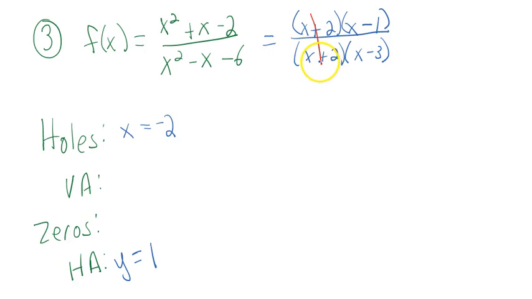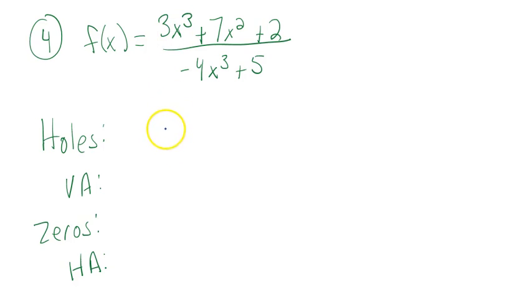What makes that 0? Then I look, what would give me a 0 on the bottom of what's left? Positive 3. So vertical asymptote at 3. Then for the zeros, I look at the top. What gives me a 0 on top? Positive 1. So everything was represented in this problem.